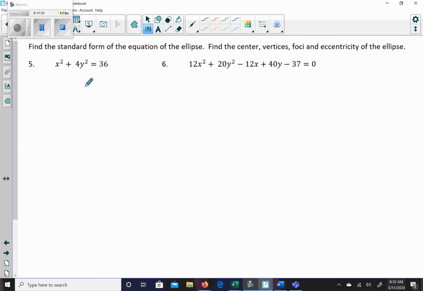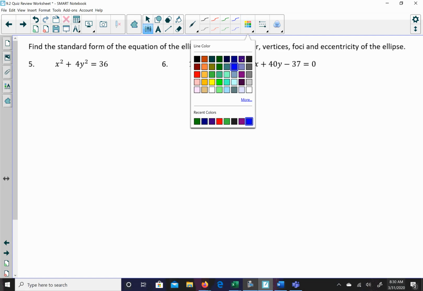Okay, number 5, they want you to write the standard form of the equation of the ellipse and then find the center, vertices, foci, eccentricity. So this one, I don't have any binomials. I'm not adding or subtracting anything from the x to the y. So in order to solve this, again, it still has to be set equal to 1.